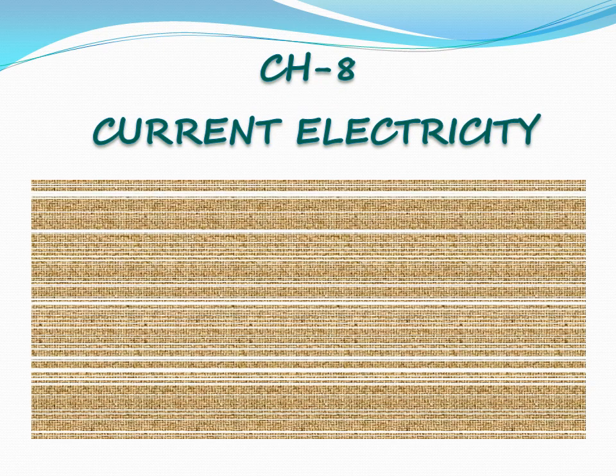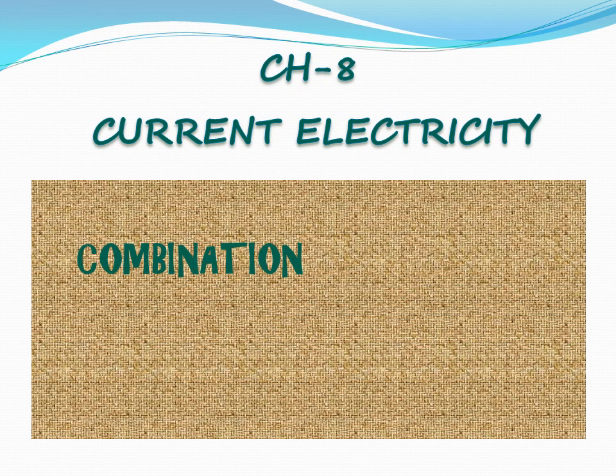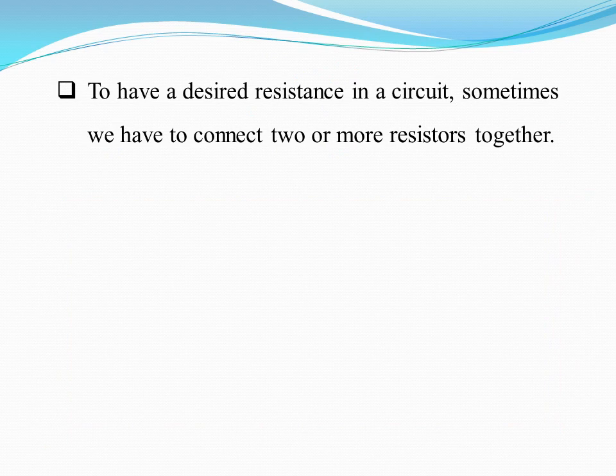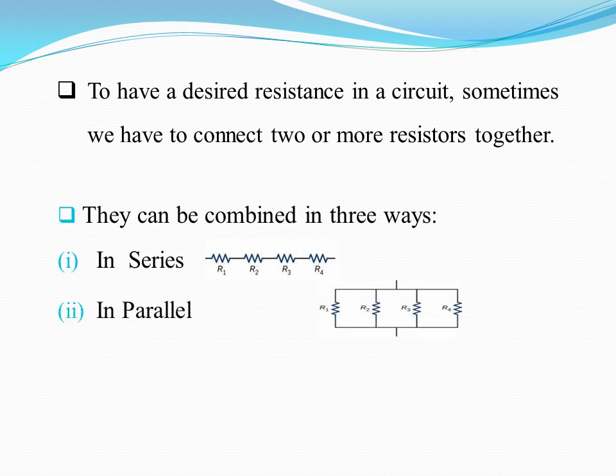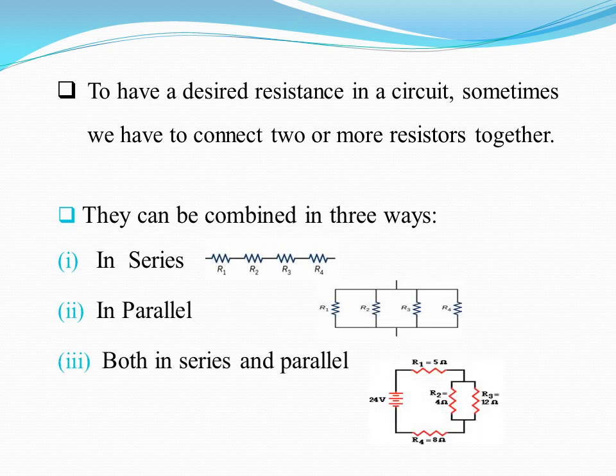Current electricity. Section B. Combination of resistors. To have a desired resistance in a circuit, sometimes we have to connect two or more resistors together. They can be combined in three ways: in series, in parallel, and the combination of series and parallel.